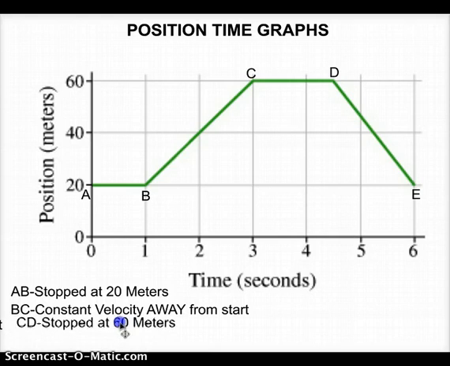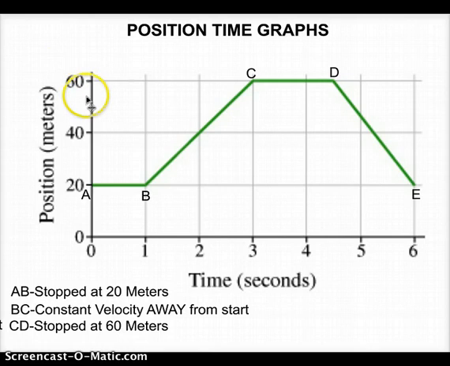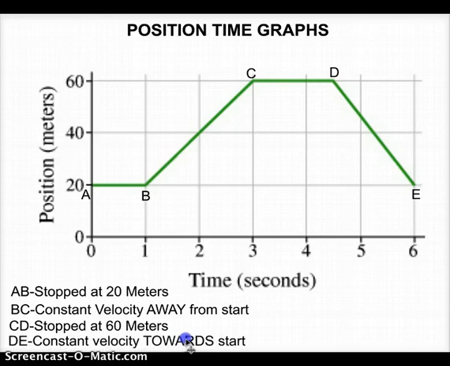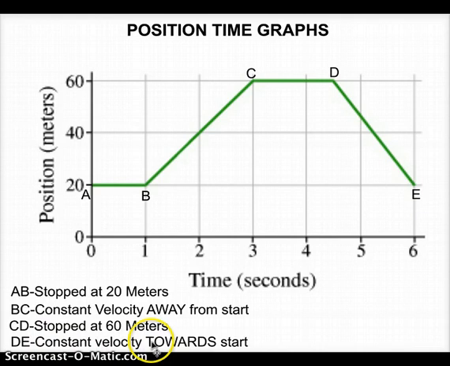Between C and D, again, we are stopped. The object is stopped, but this time it's stopped at 60 meters. And then let's finally think about what's going on between D and E. Between D and E, we have a constant velocity, but this time going towards start.